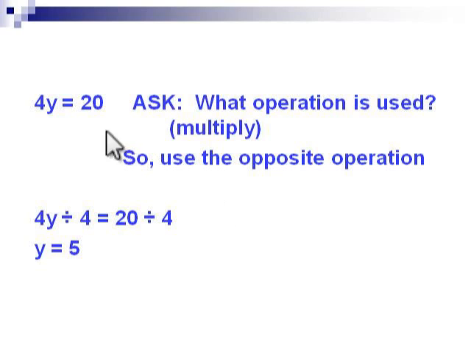If we had this equation, and this is also an open sentence, 4 times y equals 20. So the first thing you ask yourself is what operation is being used in this equation? Multiplying is. So we're going to use the opposite operation with this number to solve it. So we're going to divide by 4 on each side of the equal sign.